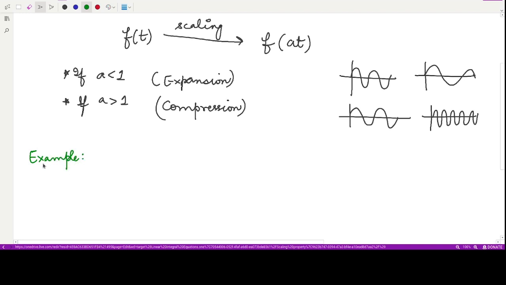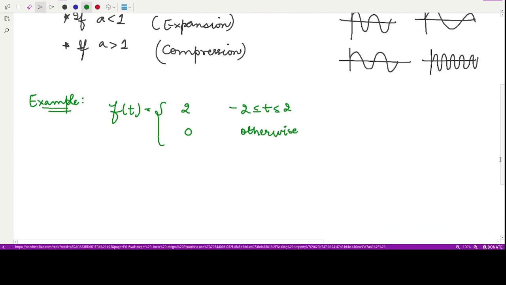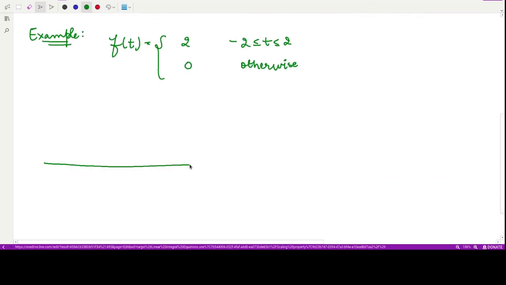Suppose your given function is this one, f of t, which is defined to be a piecewise continuous function having the value 2 in the domain -2 to 2 and the value 0 otherwise. So this is your function. How does it look? Let me draw it. This is the real line, right? Here this axis represents your variable t, and you can have this vertical axis where this represents the function's value.